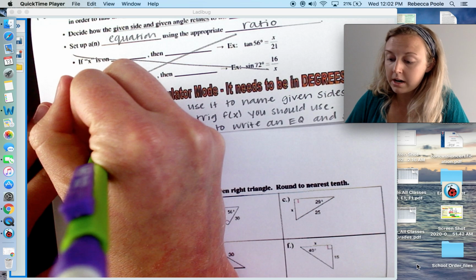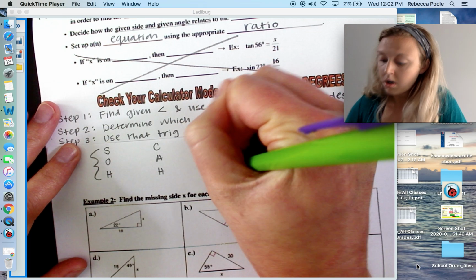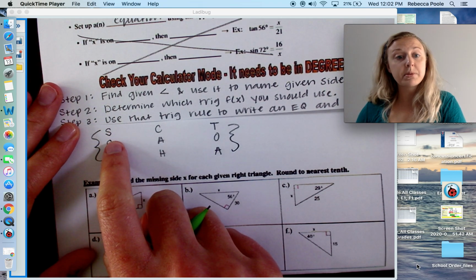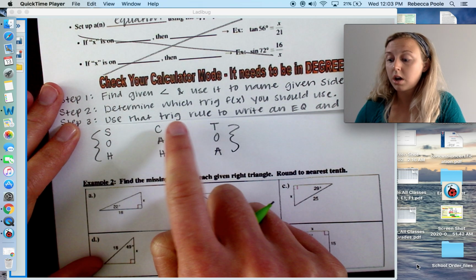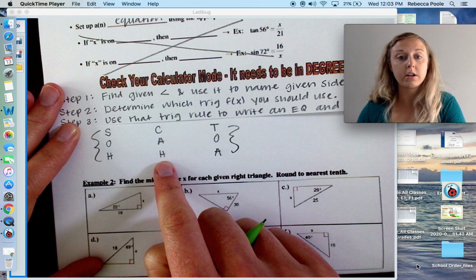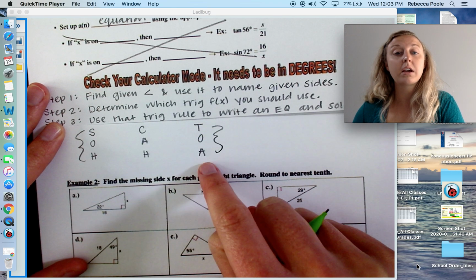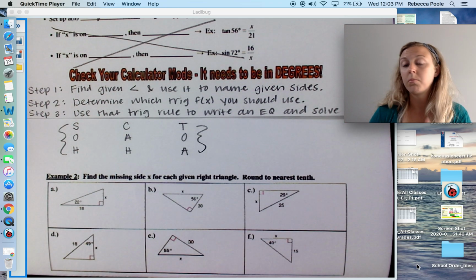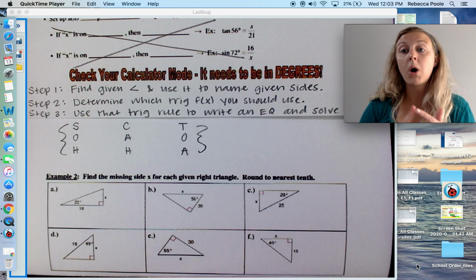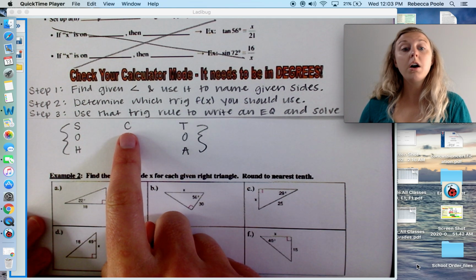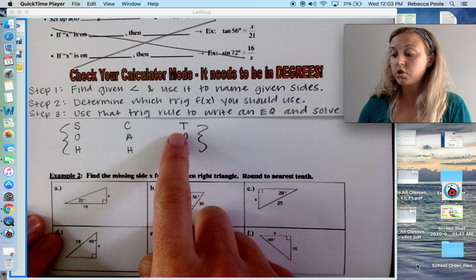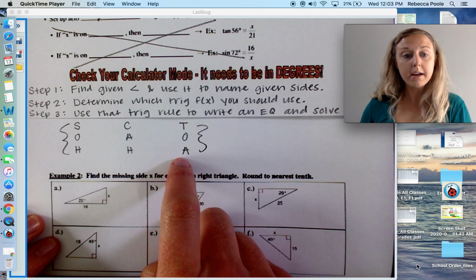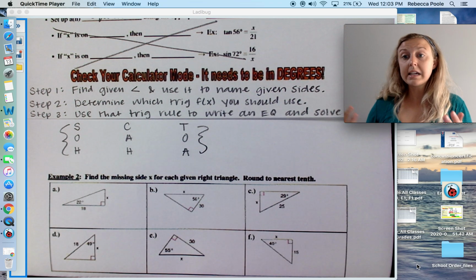I wrote up here at the top, our sine is opposite over hypotenuse, cosine is adjacent over hypotenuse, and tangent is opposite over adjacent, just so you guys can remember and it can help you. One more time. Some old hippie is sine. Caught another hippie is cosine. Tripping on acid is tangent. Okay? All right, so that's it for the notes.